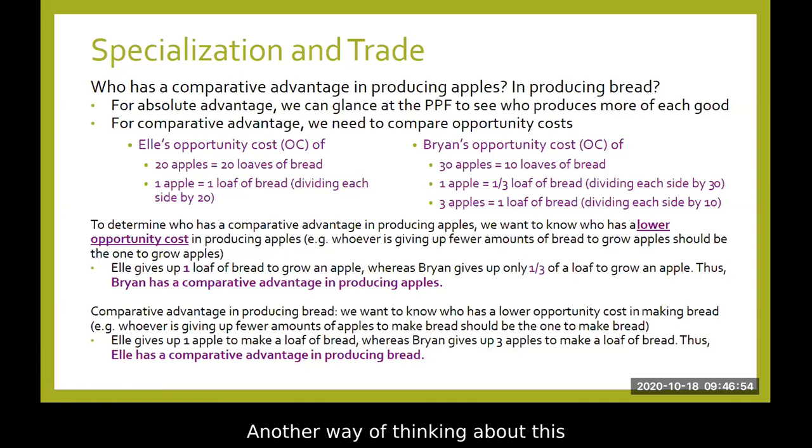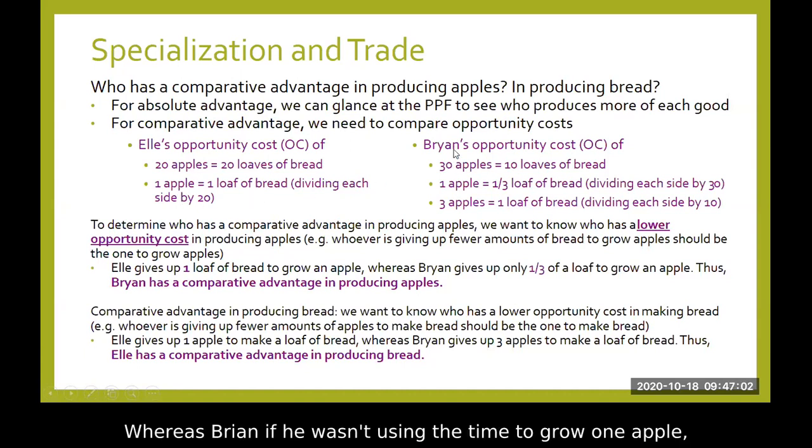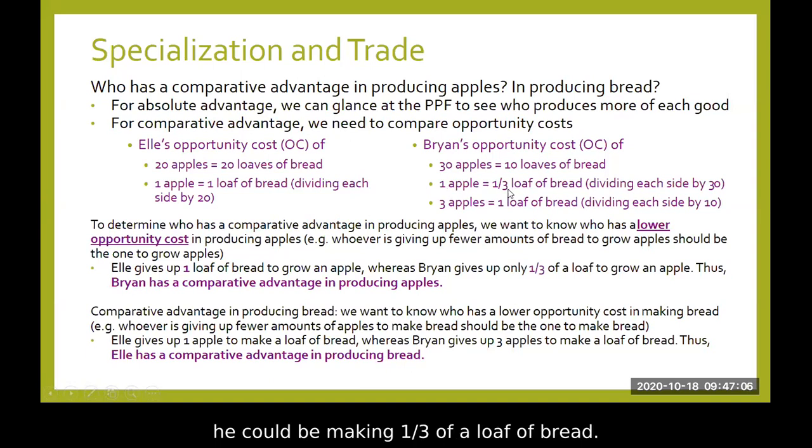Another way of thinking about this is if Elle wasn't using the time to grow this apple, she could make 1 loaf of bread. Whereas Brian, if he wasn't using the time to grow one apple, he could be making a third of a loaf of bread. So because Elle is able to make more bread in that time than Brian, she should be the one to bake the bread, and Brian should be the one to grow apples. So that's just another way to think about it.